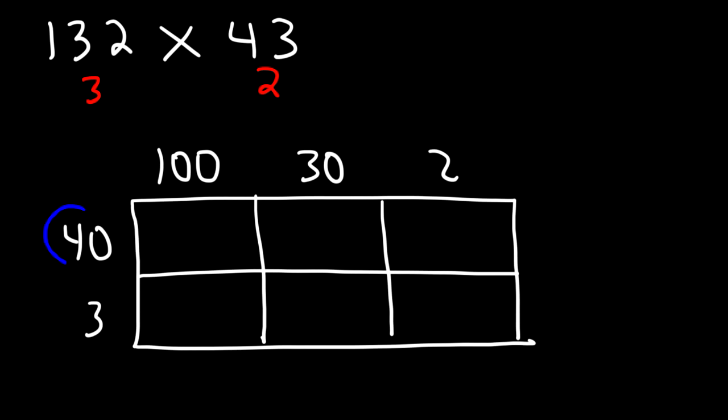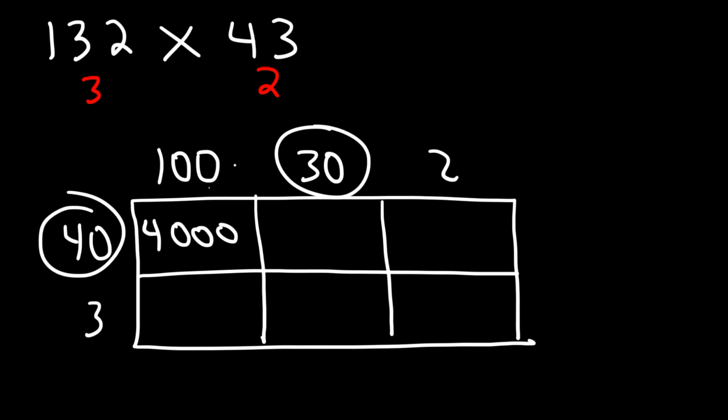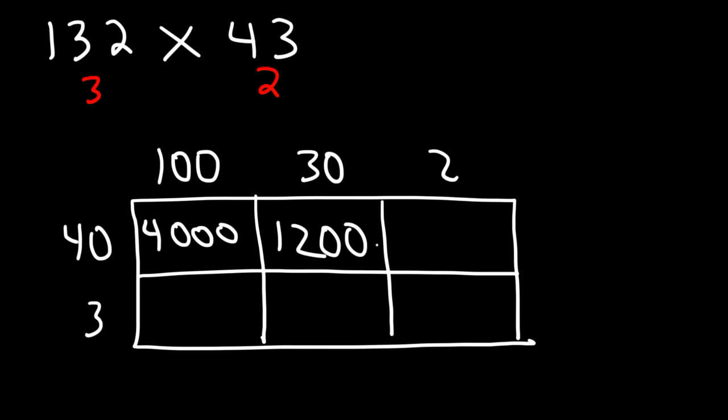So what is 40 times 100? 4 times 1 is 4, and then we have a 0 in 40 and 2 zeros in 100, so we have a total of 3 zeros. So 40 times 100 is 4,000. Now, let's multiply 40 by 30. 4 times 3 is 12, and then we have 2 zeros to add. And then 40 times 2 is simply 80.